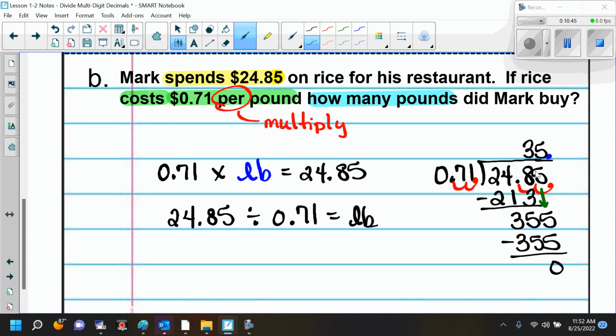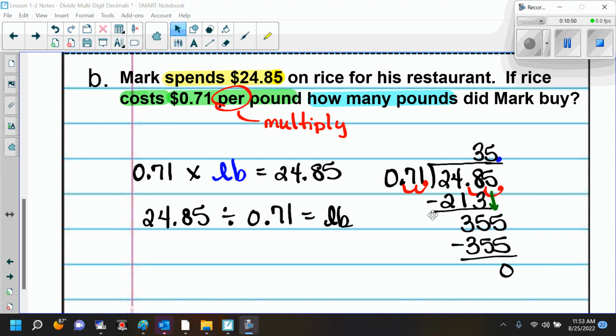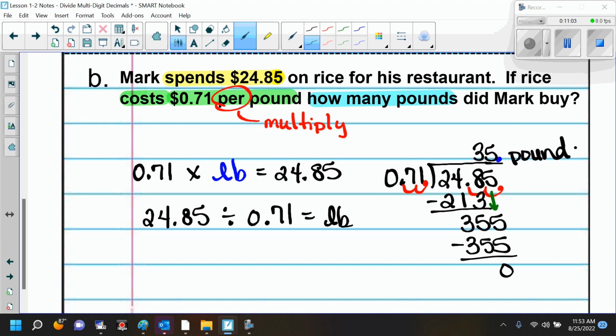So here we have our answer, 35. And what is my label going to be? 35 what? What are they asking us for? How many pounds? So this is going to be 35 pounds.